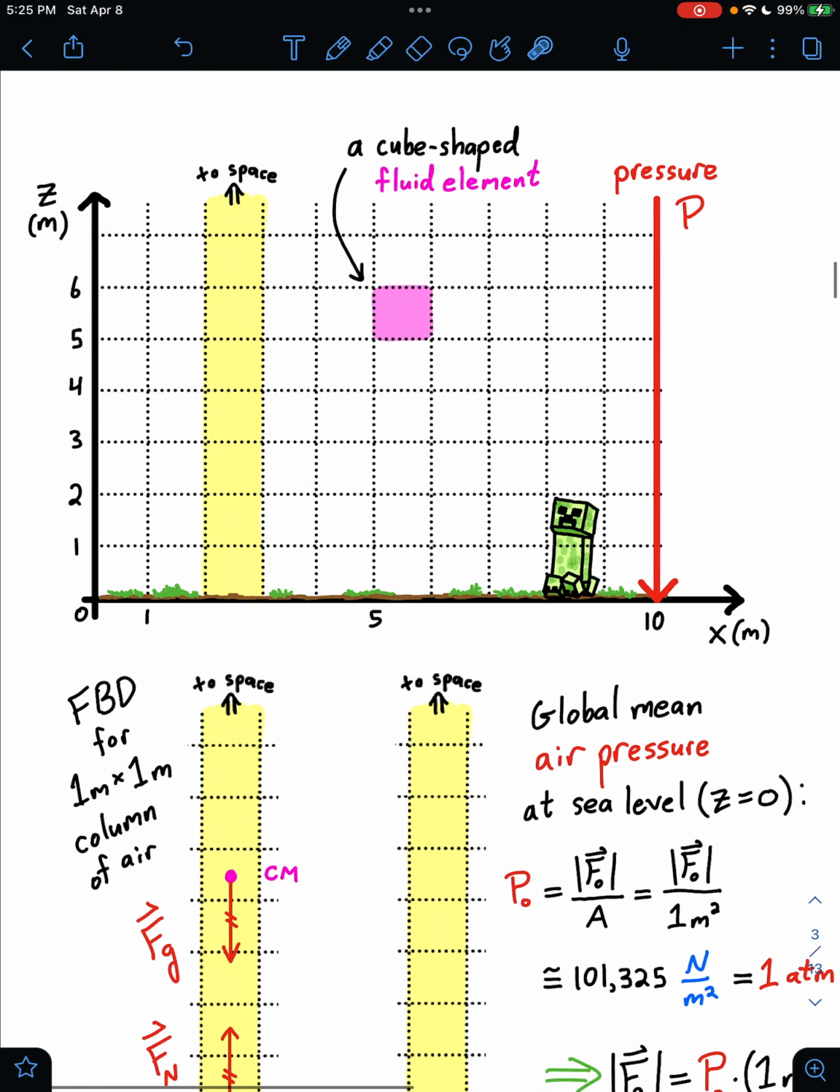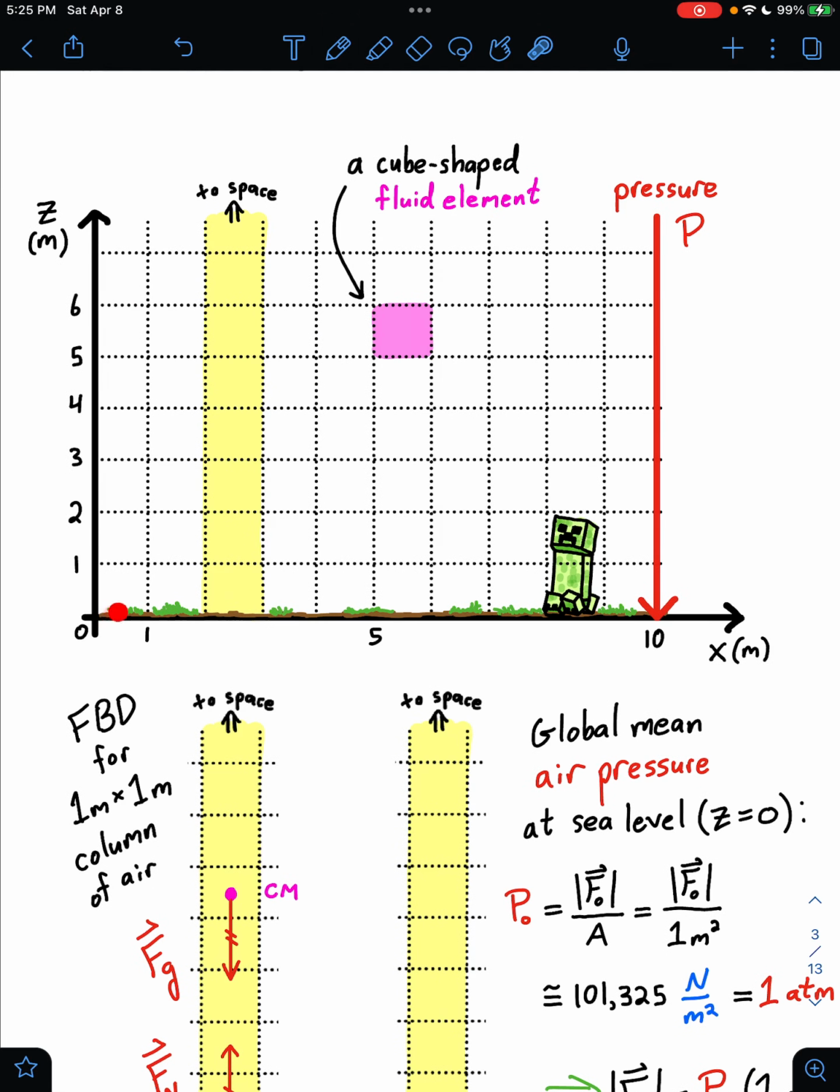This picture here shows a section of the surface of the Earth, and we've got distance marked out in meters, so our scale is that 1 unit is 1 meter here. And then vertically I've got a scale also in meters, so 1, 2, 3 meters off the ground. And we're going to imagine this Minecraft sort of world in which the air itself is a stack of cubes. So I've colored one in pink here. This is a cube-shaped fluid element. So that is a cube of air.